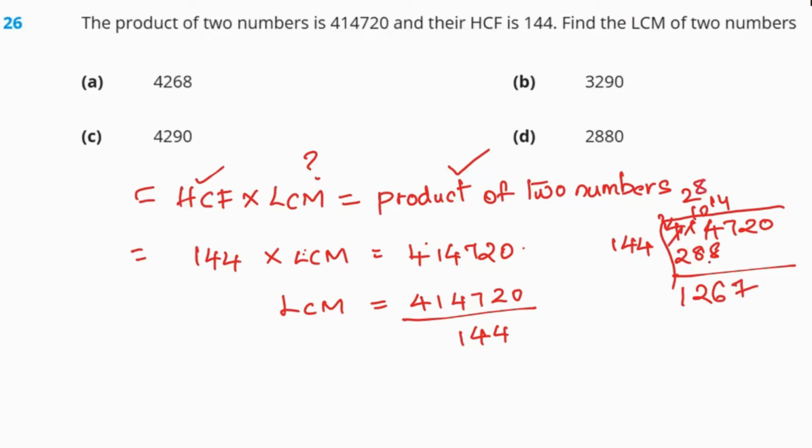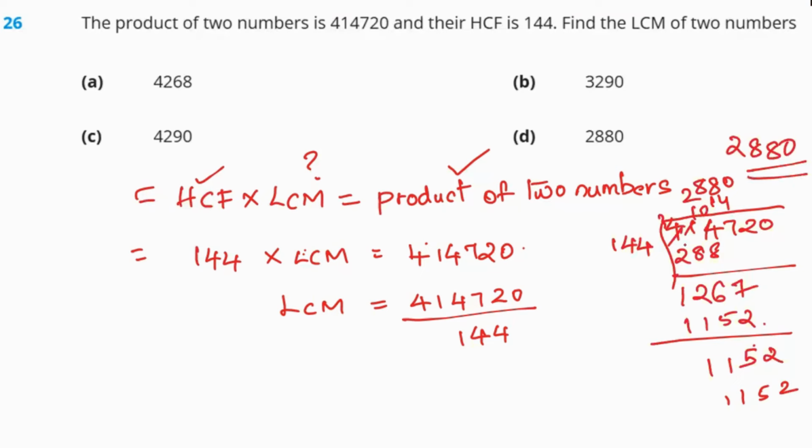144 into 8 is 1152. So here we will get 7 minus 2, that is 5. Again, 144 into 8 is 1152 and 0 is there. So 2880. So the LCM is 2880. So the correct option is option D, 2880.